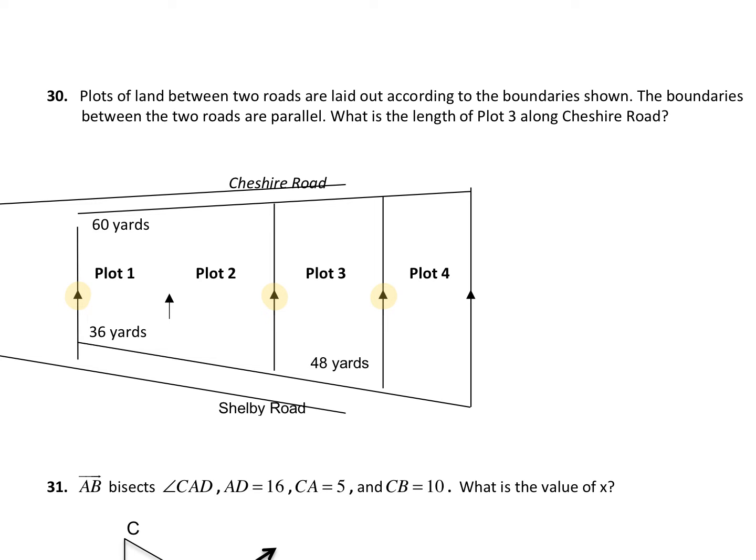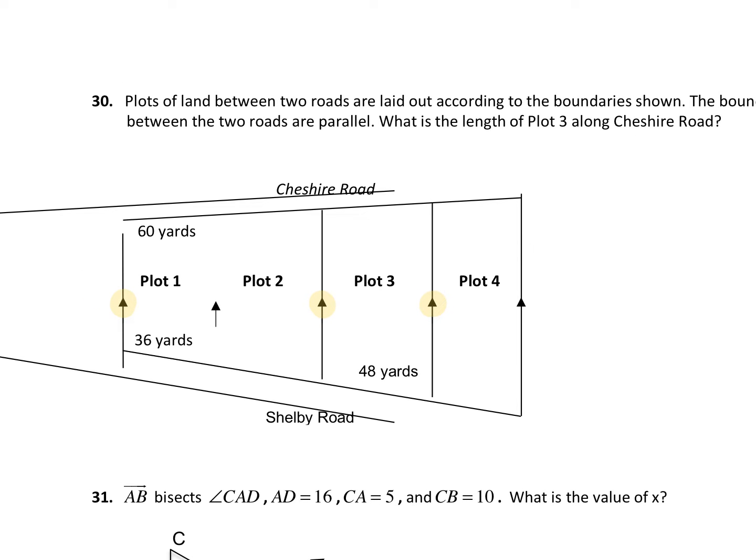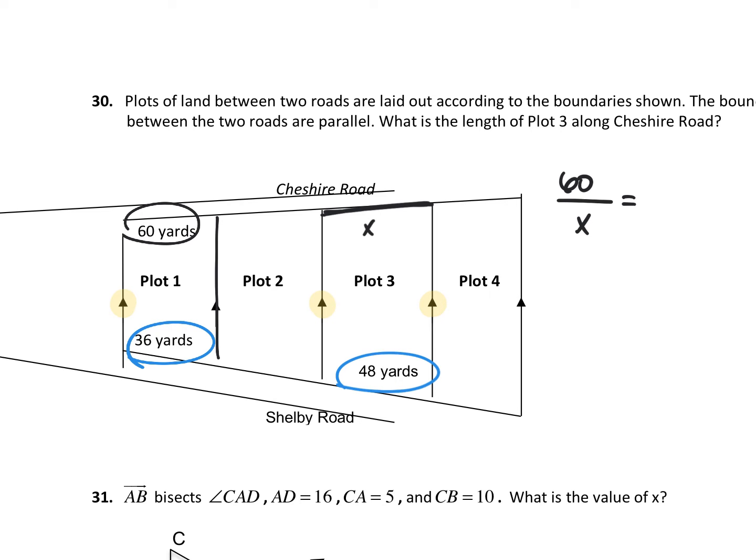So I'm going to go ahead and set up my proportions here. The length between plot 1 and plot 2 on Cheshire Road is 60, so I'm going to have 60 over the piece that we don't know, which would be this length of plot 3 on that same side, so 60 divided by x equals, on my other side here we've got 36 and 48.